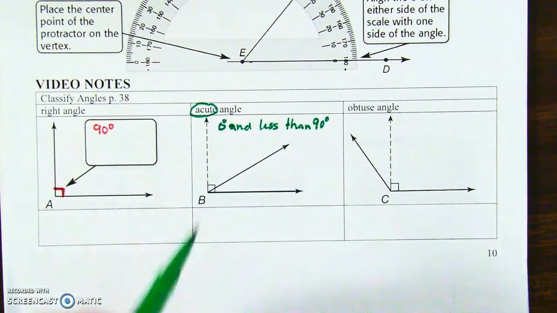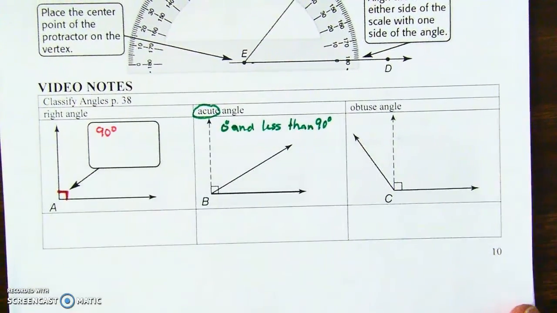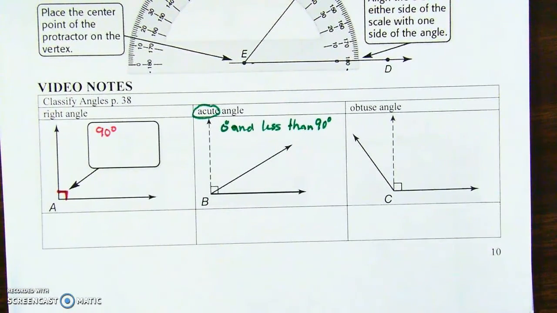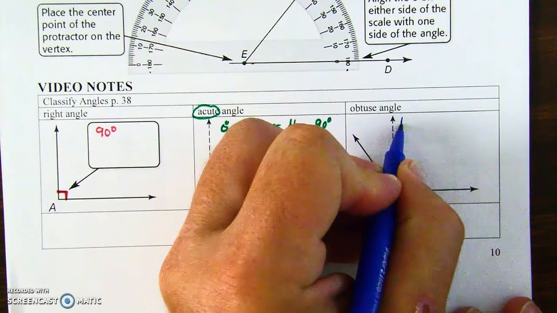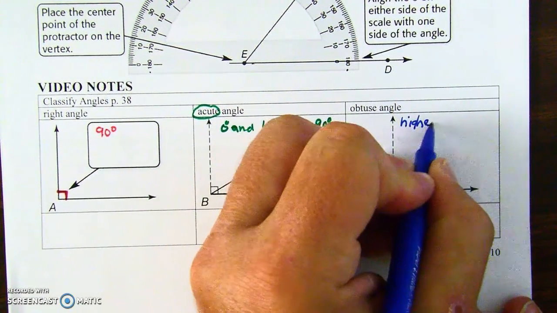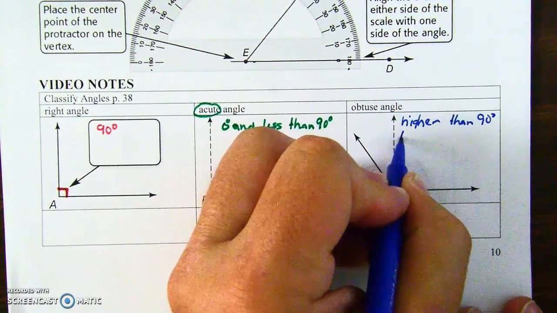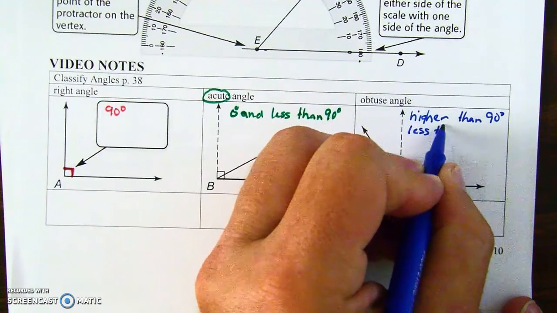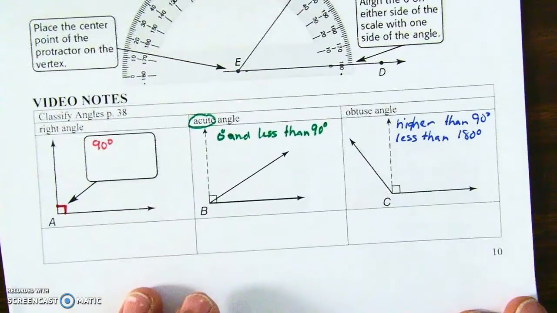So anything that is smaller than 90 degrees is going to be acute. I hope you like that idea. Now, same thing with this one where we have obtuse. That means it's going to be anywhere higher than 90 degrees and less than 180 degrees. That is called an obtuse angle.